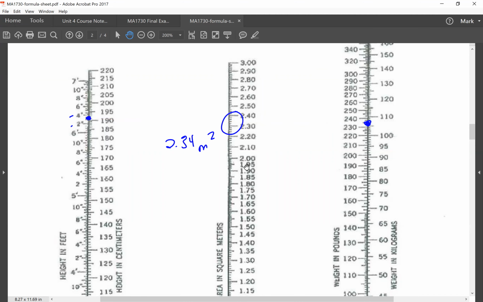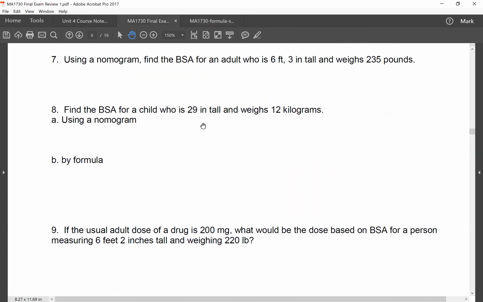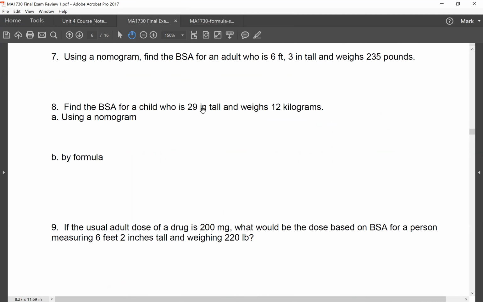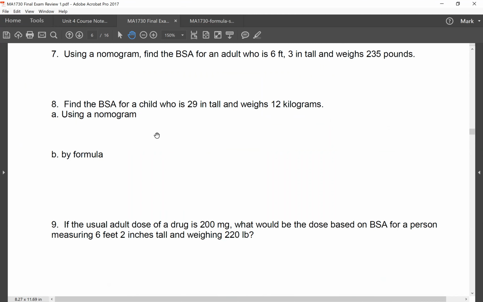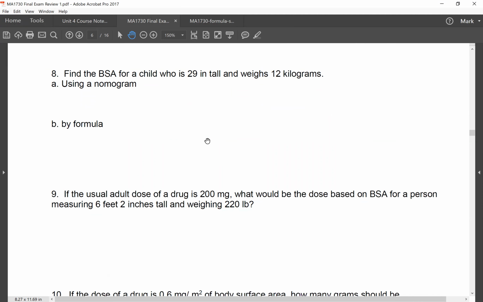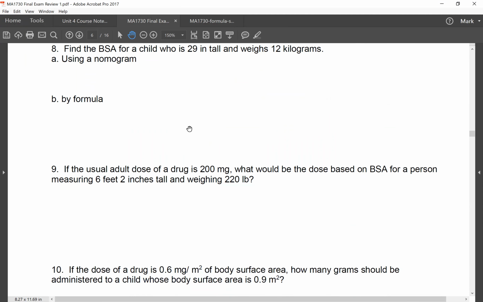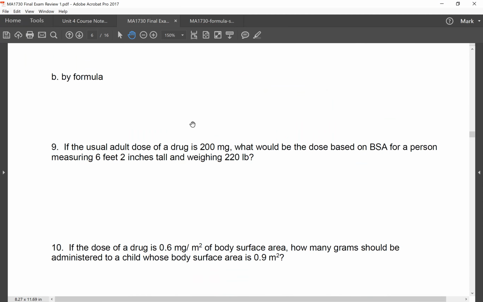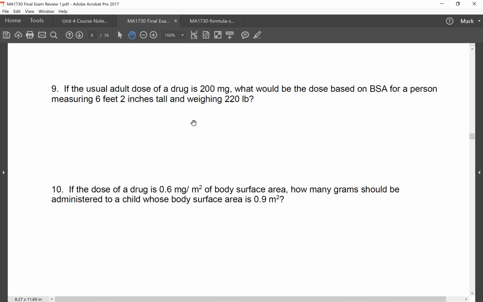Okay. What else? Let's go back. Number 8, same thing, right? It says find it using a nomogram or by formula. Okay, let's look at number 9. If the usual adult dose of a drug is 200 milligrams, what would be the dose based on a BSA for a person measuring 6 feet 2 inches tall, weighing 220 pounds?